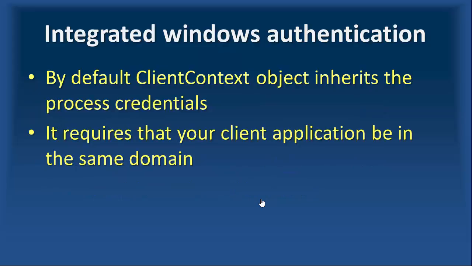Let's start with integrated Windows authentication. By default, the client context object inherits the process credentials. Basically, it means that when I'm running a Windows application, the client context object gets the username and password that I use to run that application with. So basically, it's using my Windows username and password.